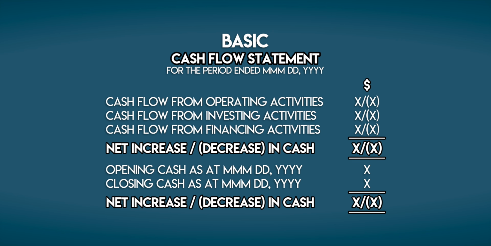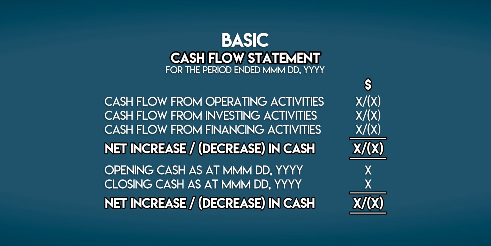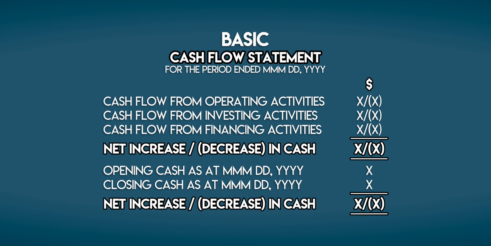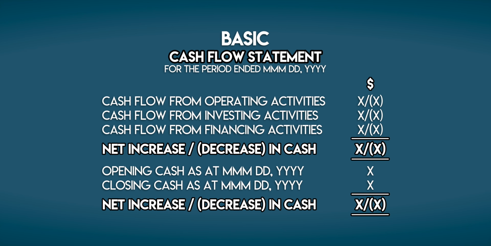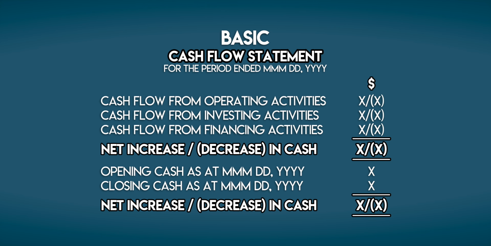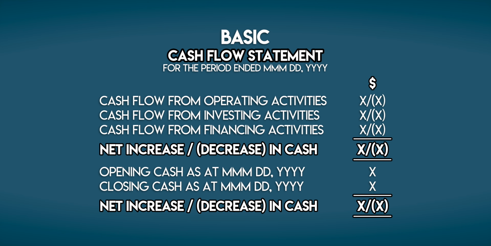Operating activities are the main revenue generating activities of the business. These are the cash flows involved in selling goods or services. Investing activities sit outside of the business's core operations.